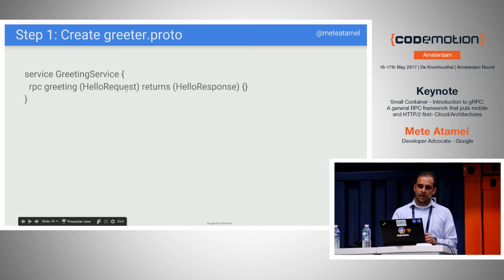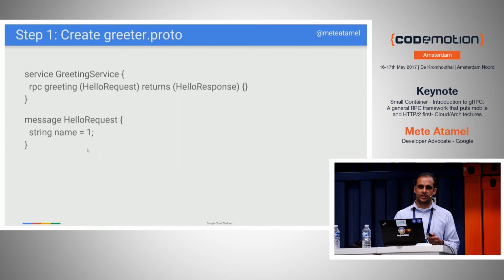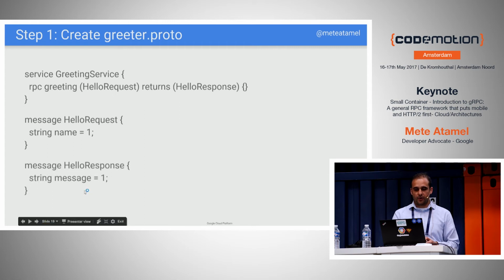Now, we need to define what these requests and responses are. So the request is a message. So we are passing messages between services. And it only has one string called name. So basically, the request is just a string. But this message can be as complicated as you need it to be. So it doesn't have to be just one thing. It can be a full object, basically. And then the response is also a message. So you take a string and you return a string. So this is your service definition file.